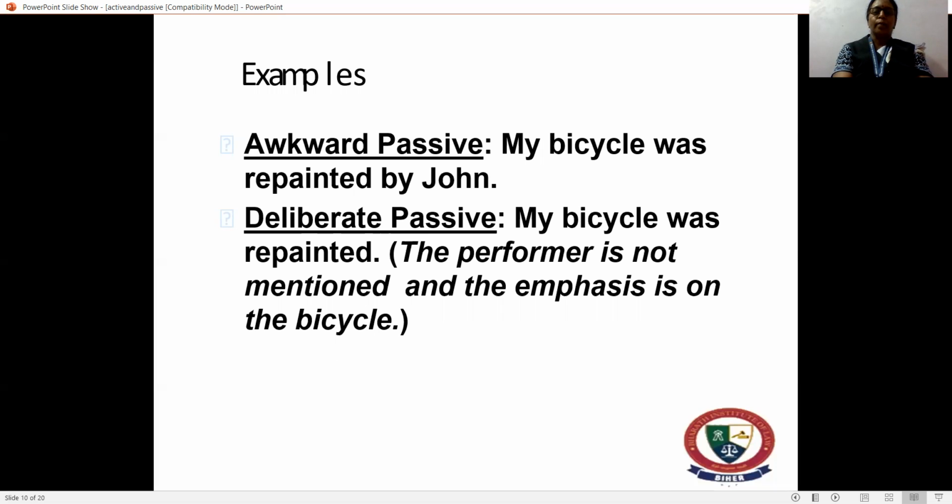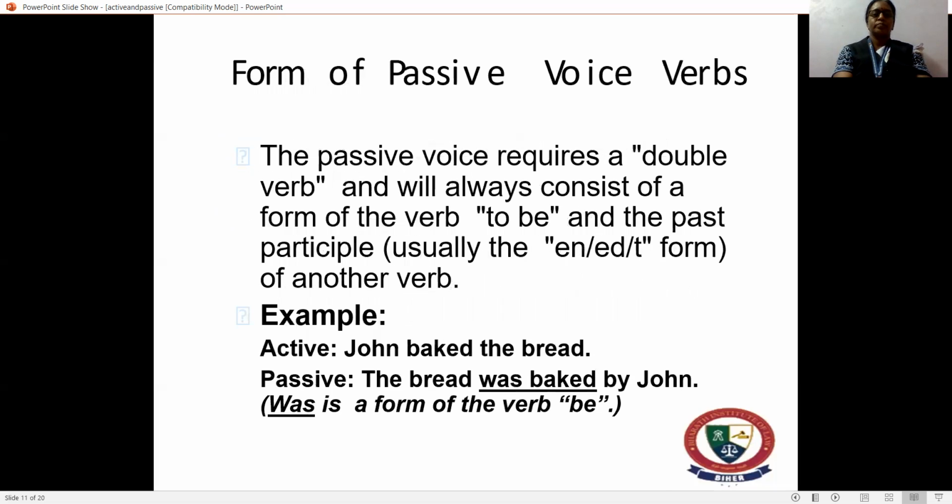In the other way, my bicycle was repainted. Here, you do not know who has done this action, or you do not want to mention who has done the action. Either you don't like to mention it or you don't know who has done this action. In such cases, we generally use this passive voice form. Yes, so we have seen what is meant by voice, the two types of voice, the two types of sentences, active and passive.